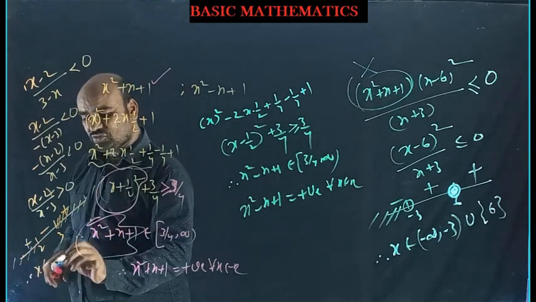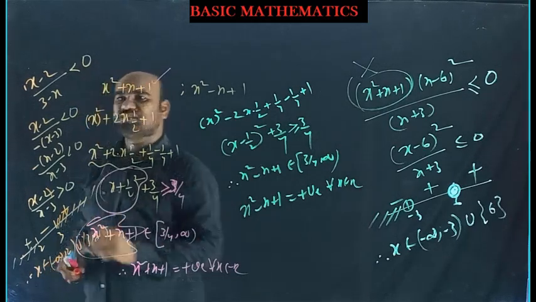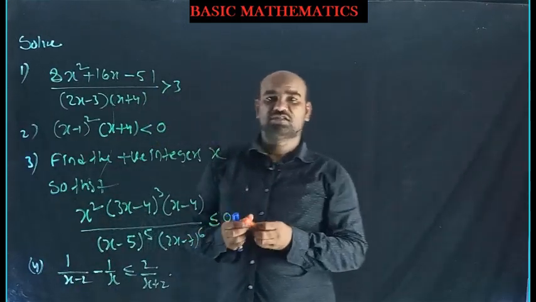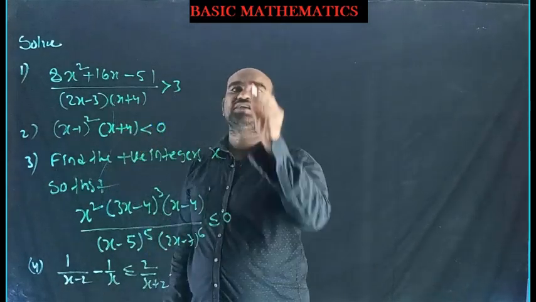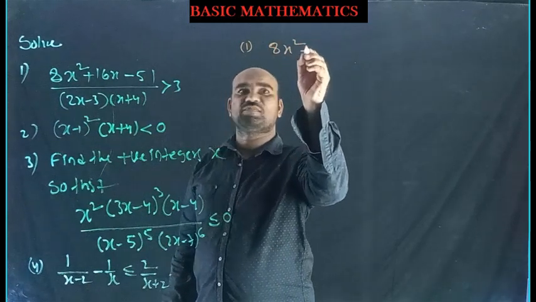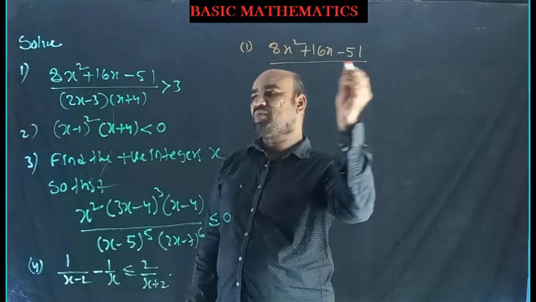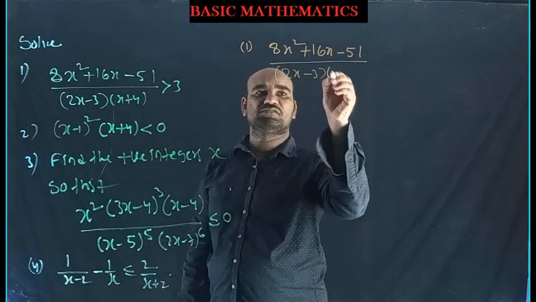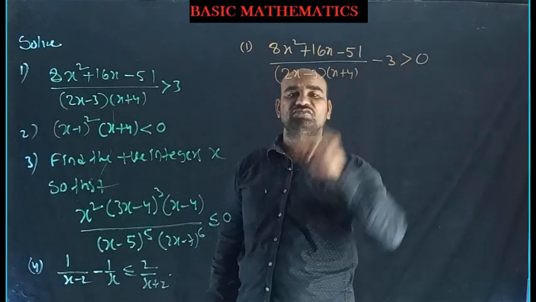Therefore x belongs to minus infinity to 2 union 3 to infinity is the solution of that problem. Students, here are 4 more problems based on the same concept. So I want to solve this. Okay, so the first one: (8x² + 16x − 51)/((2x − 3)(x + 4)) − 3 is greater than 0.